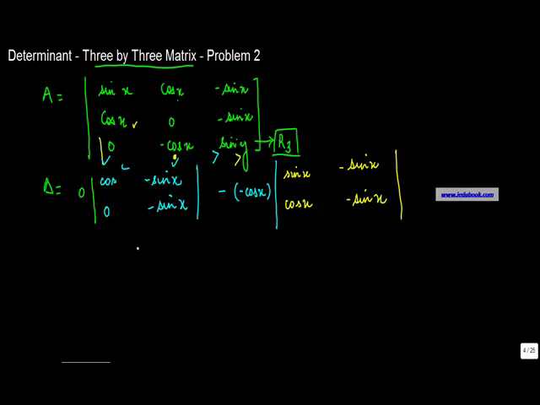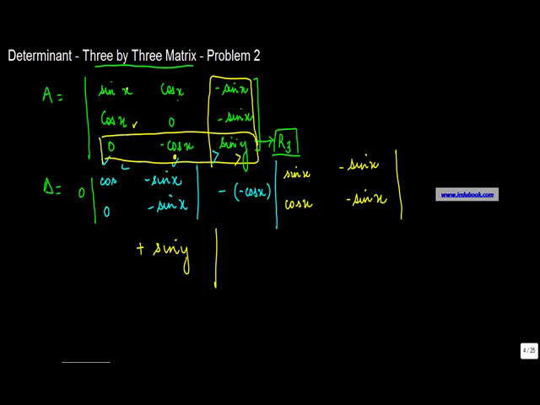So we took a negative sign here, third one will be positive, right? And what do we have here? Sin y. Sin y. So we ignore this row and we ignore this column. What are we left with? Sin x, cos x, and 0, right?